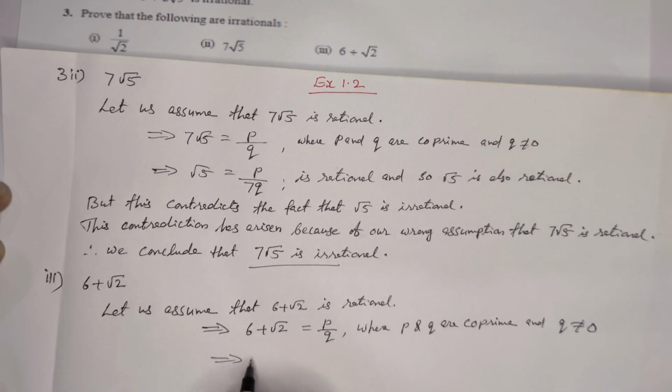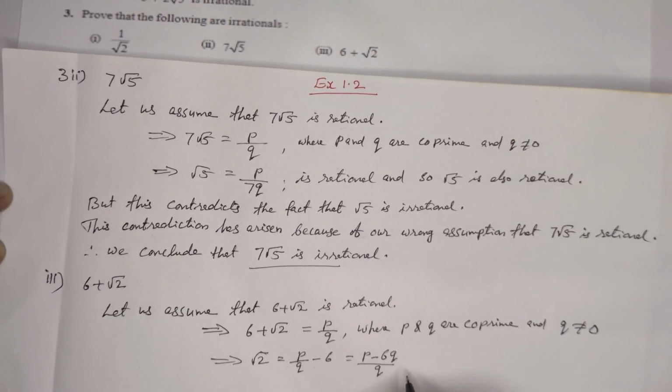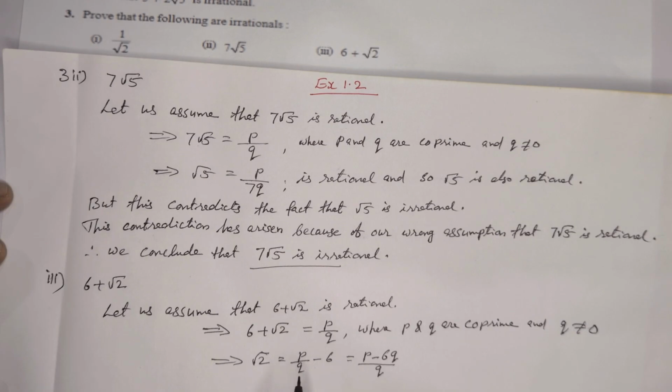Then from here we can write root 2 is equal to p by q minus 6, moving 6 to the other side, which is equal to p minus 6q by q. Here we can see this is a rational number, so root 2 also becomes a rational number. But we know that root 2 is an irrational number, which contradicts our assumption. The assumption is that 6 plus root 2 is rational. So that assumption is wrong. And therefore we can write 6 plus root 2 is an irrational number.